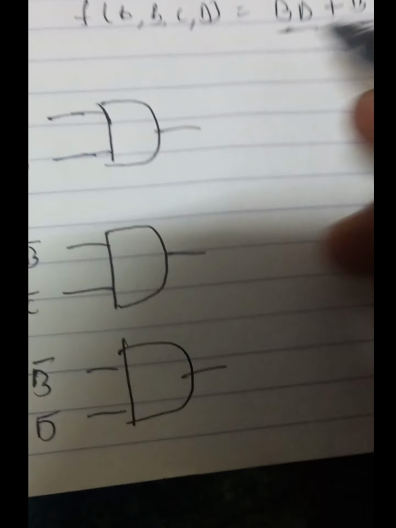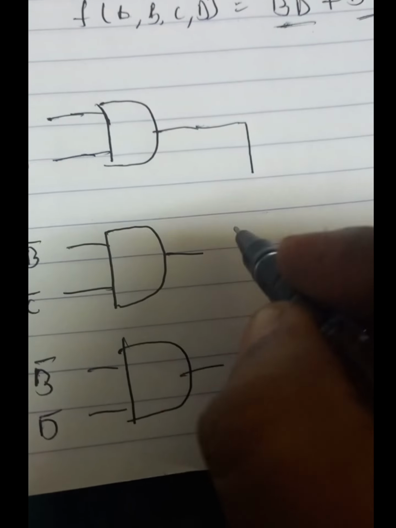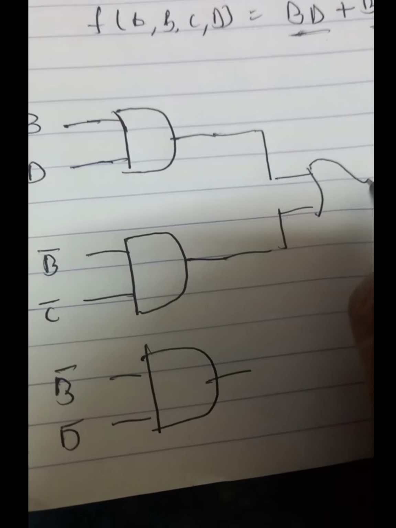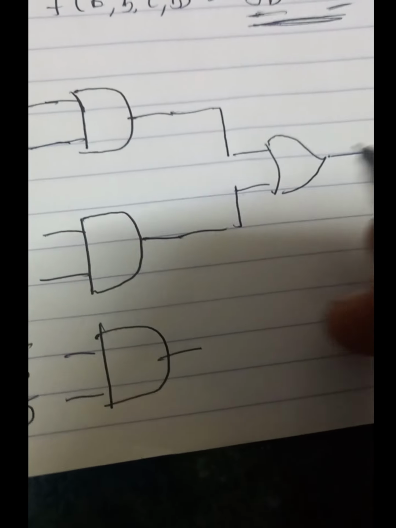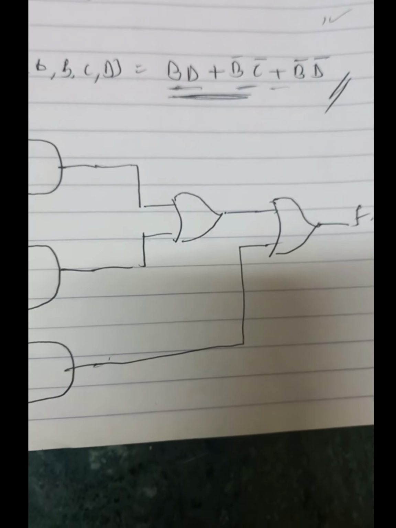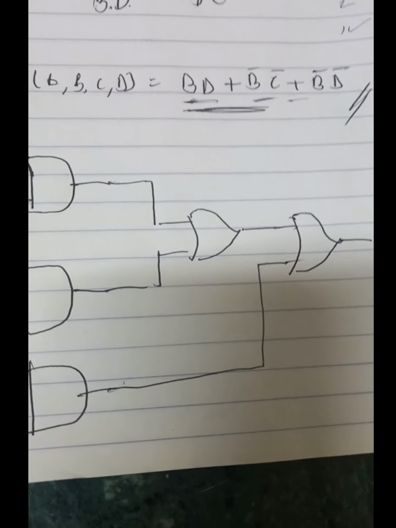It becomes one OR gate here. These two terms go into one OR gate, and one more term is left here. I can draw one more OR gate here because of the plus. This is F, my Boolean logic equation.